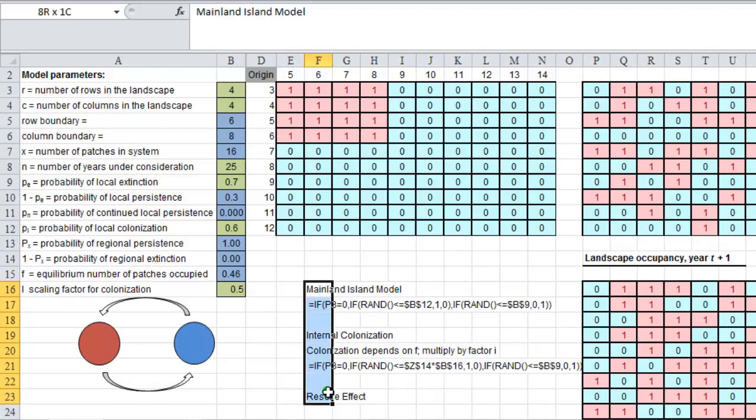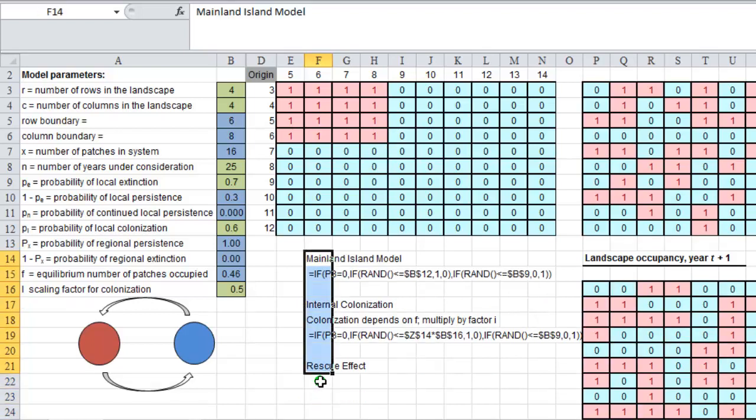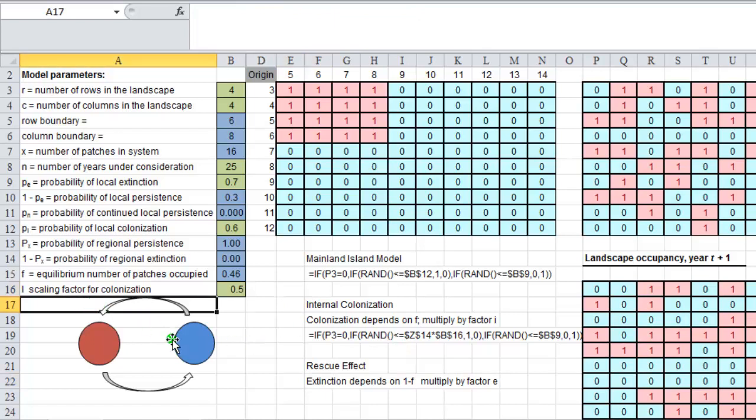Now, in the rescue effect model, I'm going to move some of these up. We're going to say that extinction depends on F, and it actually depends on 1 minus F. And we also will multiply that by some factor, and that factor we're going to call E. So we'll add a new thing here, E, which is the scaling factor for extinction, and we'll let that be an input as well. I'll enter it as 1 for now.